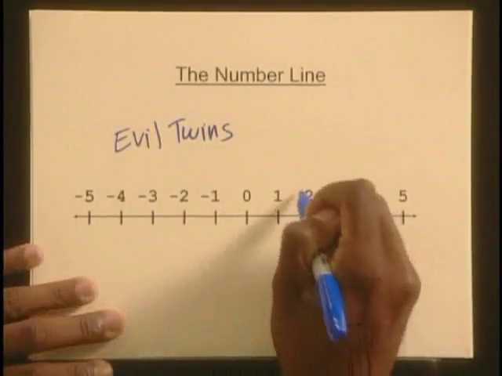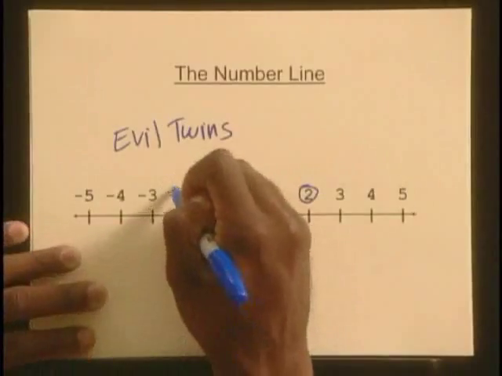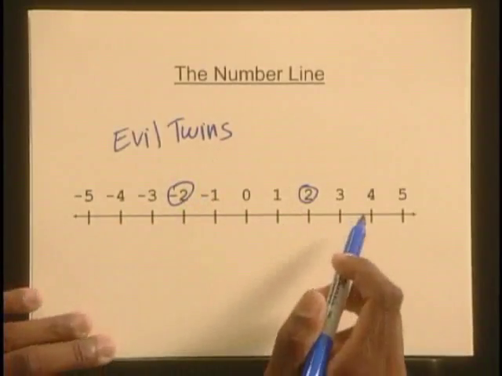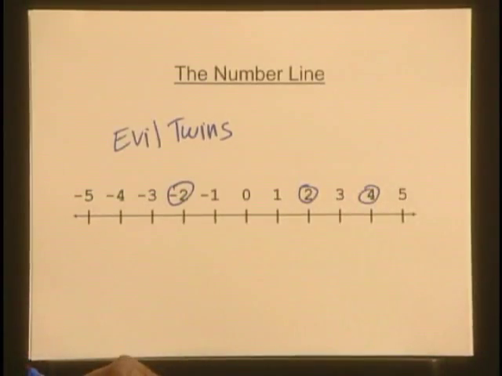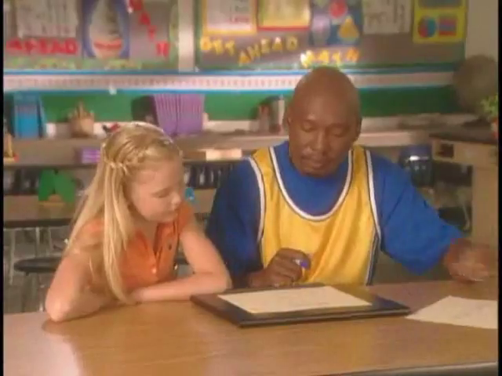So if we look at positive 2, who's this evil twin? Negative 2. That's right. At positive 4, what's the evil twin of positive 4? Negative 4. All right. So every number that's positive has an evil twin that's negative. And when you put them together, they always bring us right back to 0. So let's look at some addition here.